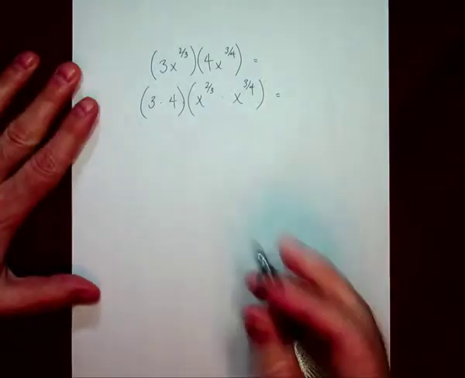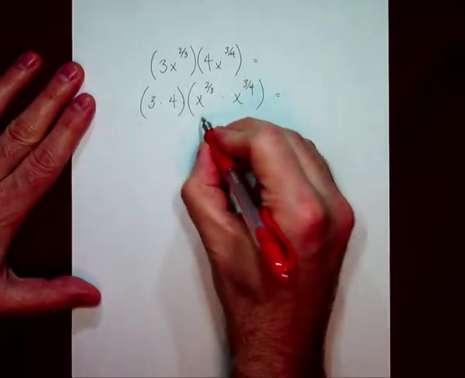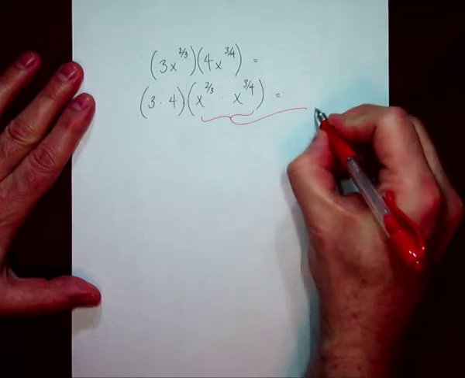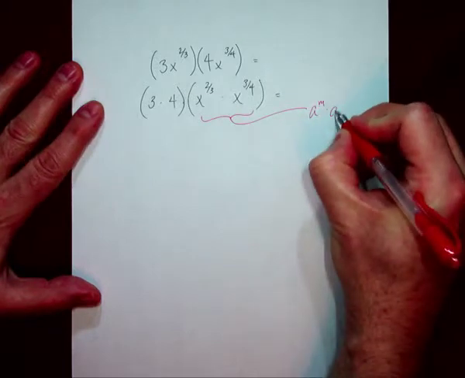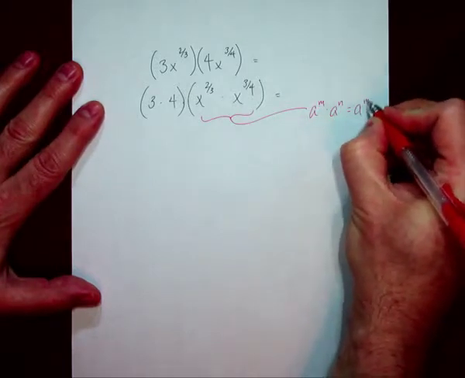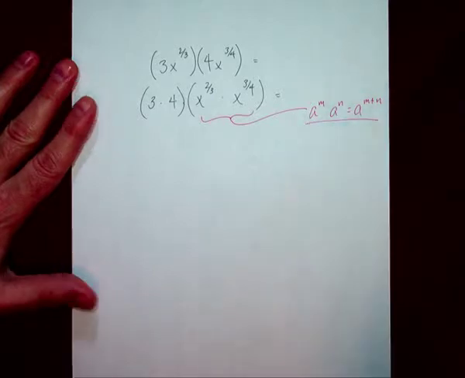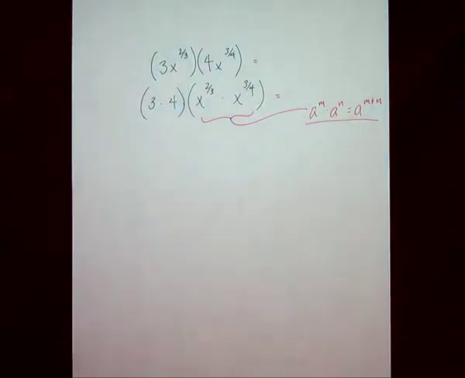Now, remember that this right here is going to be an application of a to the m times a to the n is equal to a to the m plus n. The problem is, and it's not a huge problem, that in order to add those, you have to get a common denominator. Now 3 and 4 are relatively prime, and therefore their least common multiple, or their lowest common denominator, is 12.